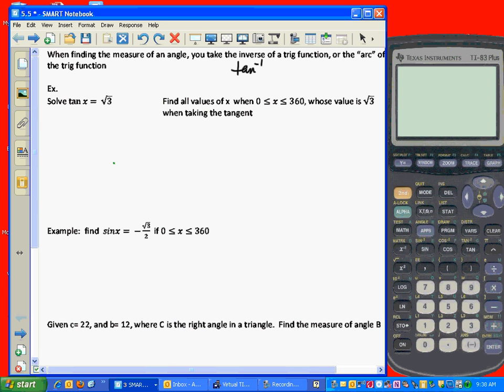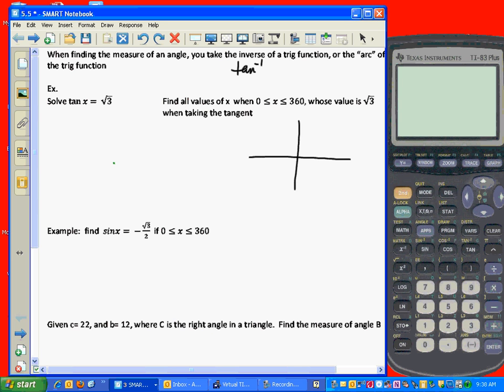Okay? So, solve for the tangent of x, which is equal to square root of 3. I want you to find all the values of x, where x represents our angle, that fall between 0 and 360, and whose value is square root of 3 when taking the tangent. So you need to remember that there are always two places where our trig functions are positive and two places where our trig functions are negative.